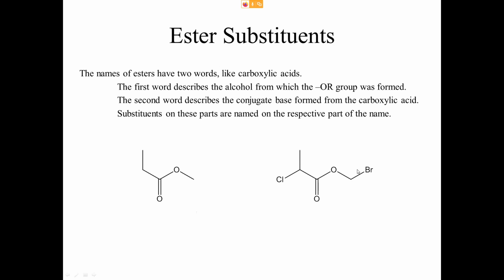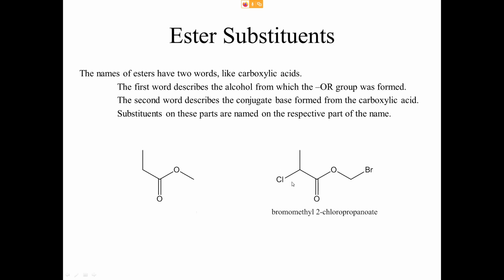The bromo couldn't have been anywhere else and still be a part of this word, right? If the bromo was over here, it'd be on the second word. So when you do this, the first word is bromomethyl. There's a space. And then the second word is 2-chloropropanoate. So you put the substituent names on the appropriate words, depending on where they are in the molecule.